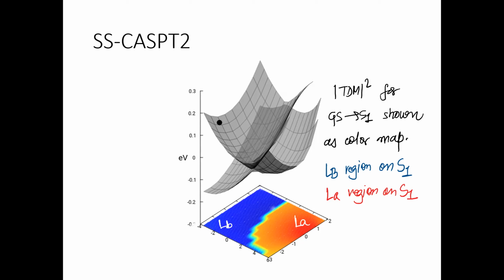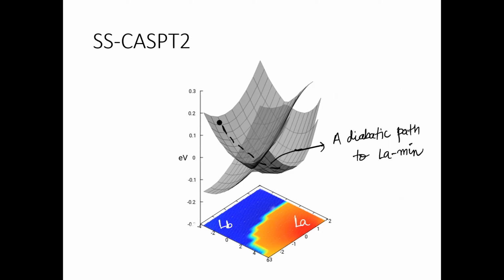Here you see your two adiabatic surfaces, and on the color map below, I'll show you the transition dipole moment from the ground state. So we can clearly demarcate regions of LA and LB on the lower adiabatic surface. Maybe this is obvious for theoretical people, but at the single state CASPT2 level you cannot resolve the branching space. Rather, I just see a conical intersection seam.